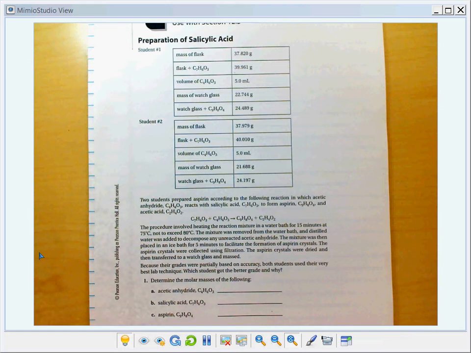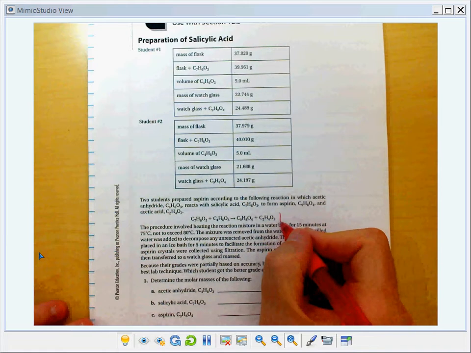The purpose of this worksheet is to go through how you would apply stoichiometry calculations to a lab. All right, this is about the preparation of aspirin from salicylic acid in a reaction. The reaction equation is given here.